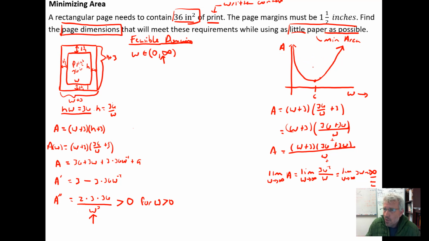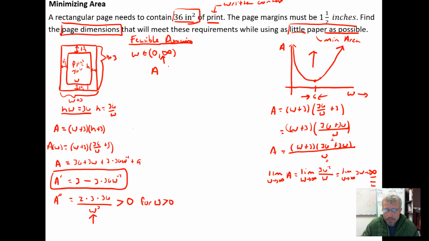So I know from using my second derivative test that I have a concave up graph in quadrant 1. So if I find a critical number C, it is going to correspond to a minimum. And there's my justification that I'll be using, if I find the critical number, as little paper as possible. So the critical number, remember that we find that by focusing on the derivative. So let's focus on our derivative for a minute.